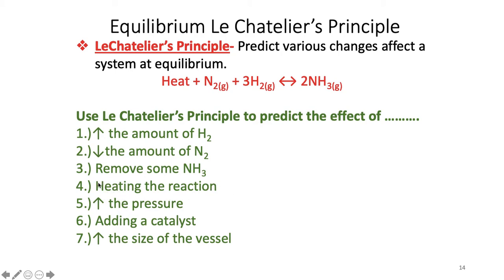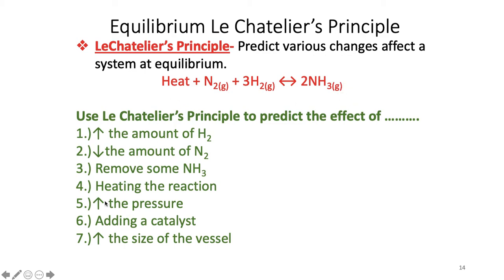What will happen if I heat the reaction? Now, the way that I have added here, heat appears as a reactant. In an endothermic reaction, heat will appear as a reactant. In an exothermic reaction, heat will appear as a product. If you think of heat as a product or a reactant, adding or removing heat will affect it just like adding or removing a reactant or a product.